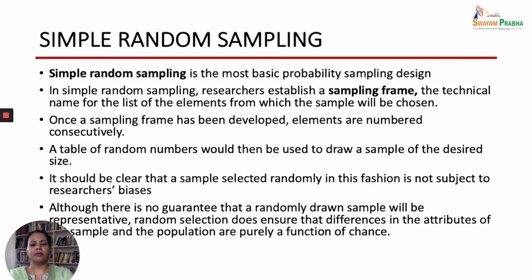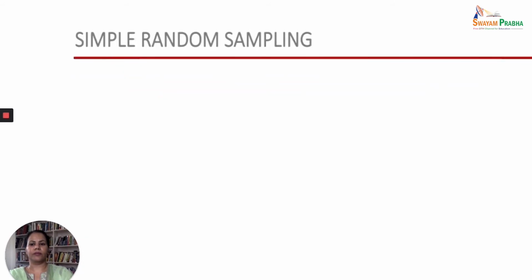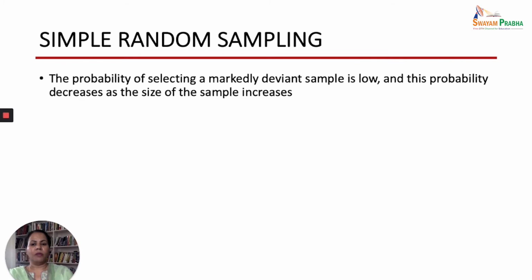So even though we are selecting the subjects in our sample randomly, we cannot always be 100% sure that our sample will be representative of the population. While selecting randomly, sometimes some segments might be underrepresented, but still whatever difference there is between the sample and population might be because of chance, not because of bias introduced by the researcher. The probability of selecting a markedly deviant sample is low.